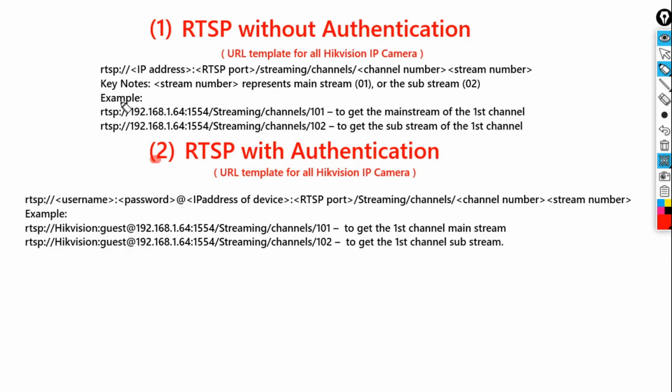Now we'll be understanding the path. In this RTSP URL, we need to put the IP address of the device here, and the RTSP port. By default 554 is the RTSP port, but in your scenario or my scenario I could have a different RTSP port as per the requirement or the port availability in our network. So you can put the RTSP port here.